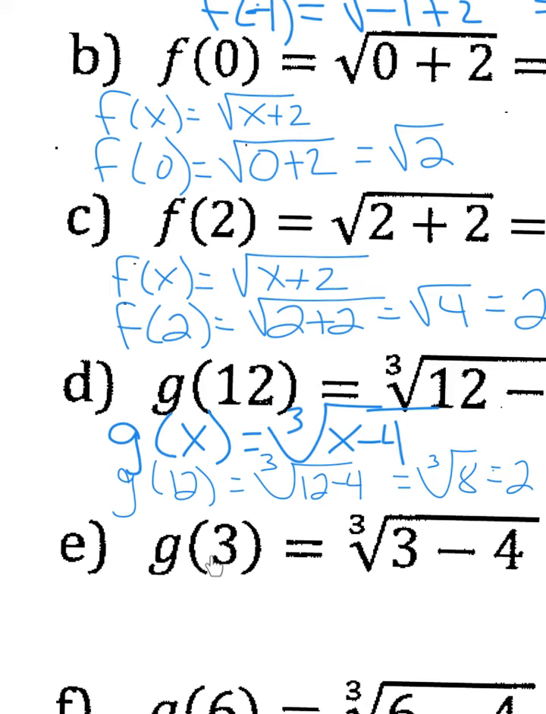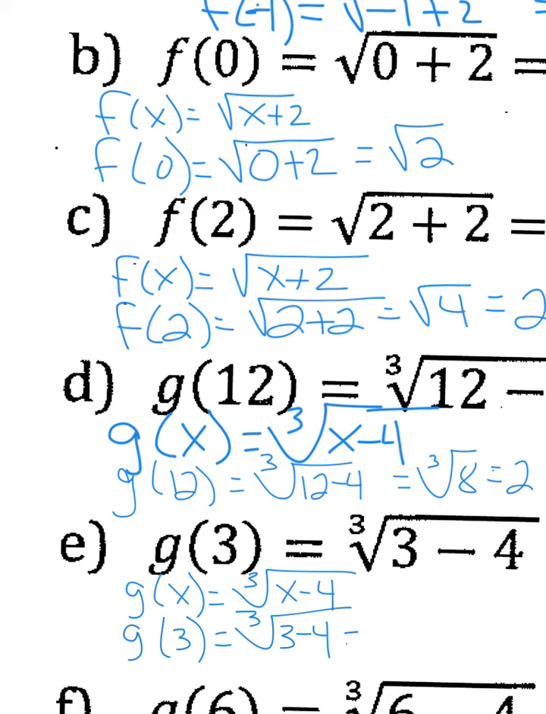Okay, so letter E is asking us to find g of 3. So again, we're going to use this g of x function. G of x is the cubed root of x minus 4, and I'm going to replace 3 for x in this function. So g of 3 equals the cubed root of 3 minus 4. 3 minus 4 is negative 1. The cubed root of negative 1 is negative 1. Remember that the cubed root, any odd index of a negative number, is a negative number. Negative 1 times negative 1 times negative 1 makes negative 1.